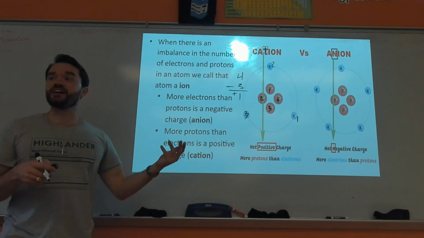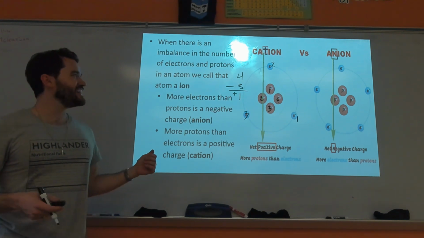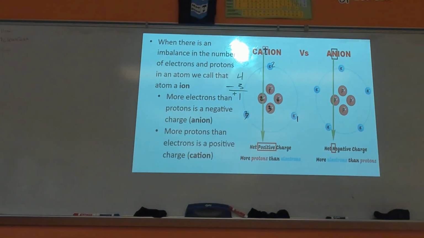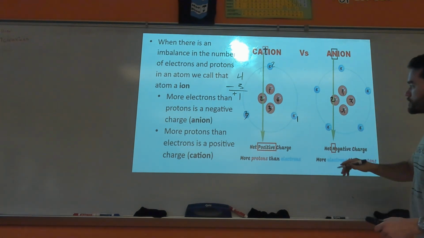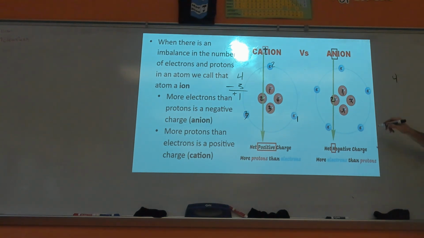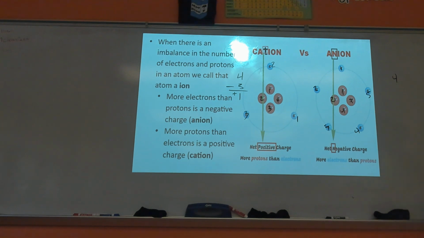Or cats are positive, if you don't think about it. Anion is the opposite scenario. Now you have more electrons than protons. So we still have 1, 2, 3, 4 protons, right? But now we have 1, 2, 3, 4, 5 electrons. So if I minus 5, because electrons are negative, you would get a minus 1 charge. So for an anion, you have more negative charge because you have more electrons.